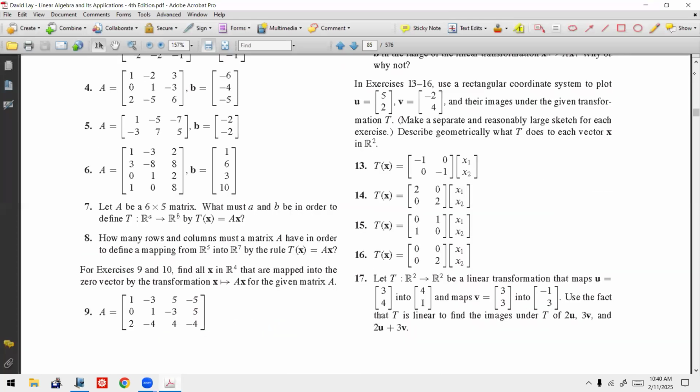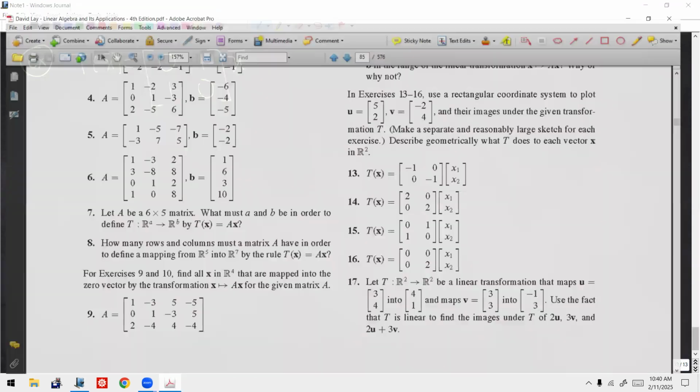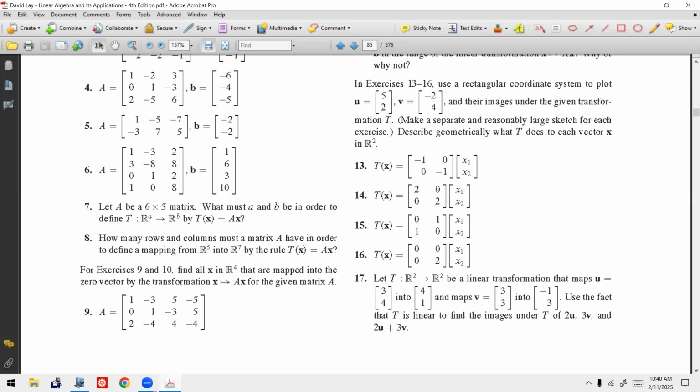All right, let's do 15. So we have 0, 1, 1, 0. So T is defined to be 0, 1, 1, 0 times x. They want us to describe what happened. What does this transformation do? And they've given us two vectors to manipulate to figure out what that does, okay? So 5, 2, and -2, 4. So let's see what happens.